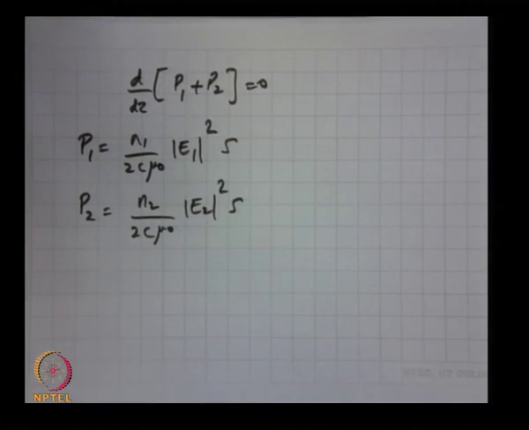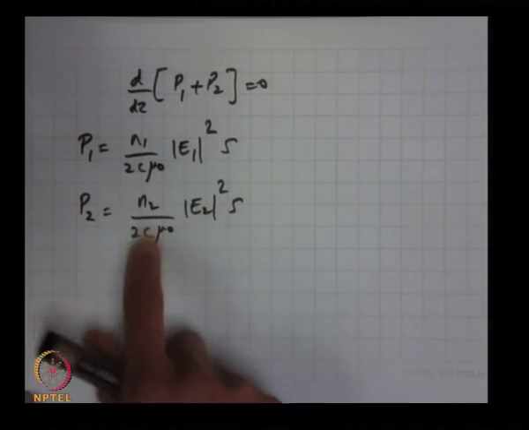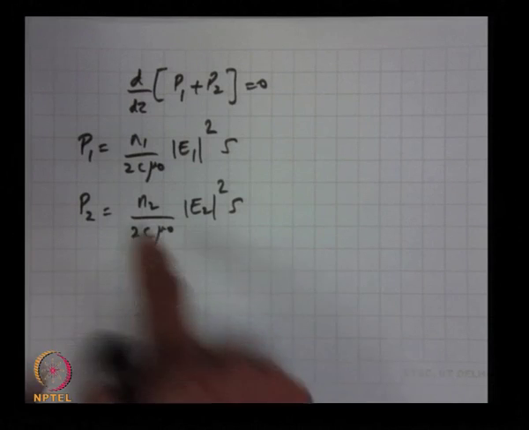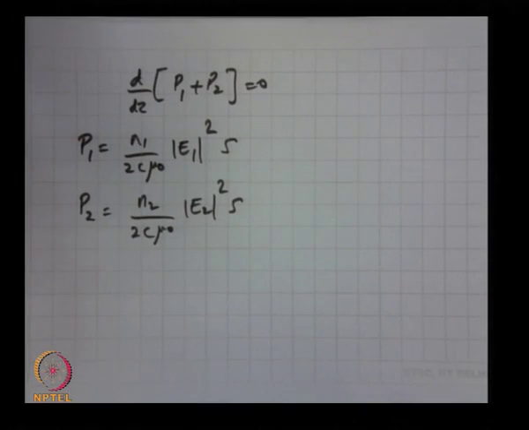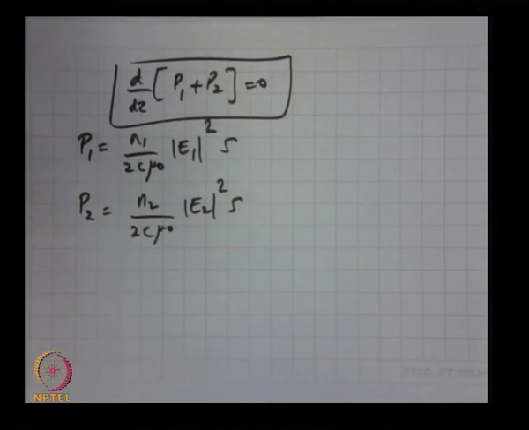So using those two differential equations for E1 and E2, you can actually show d by dz of P1 plus P2 is zero, irrespective of delta k being 0 or not 0. If delta k was 0, then n1 becomes equal to n2, and it simply becomes d by dz of mod E1 square plus mod E2 square is equal to 0. But otherwise, it is d by dz of n1 mod E1 square plus n2 mod E2 square, which is 0, because 1 by 2c mu 0 S is common. So if you substitute those differential equations, you will get this condition. Okay, so please just do it for your own sake.